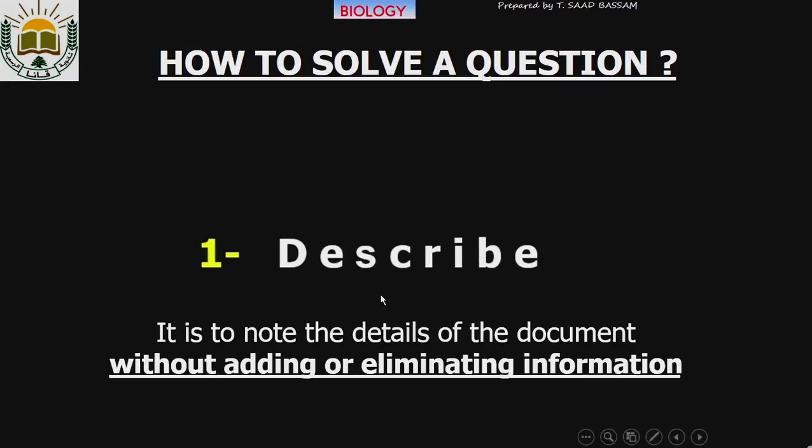So, when I ask you to describe, you have to tell me exactly what exists in the document. You must not add information. You must not omit or delete or eliminate information. Exactly what exists in the document only. This is what we name describe or description. Let me give you an example.